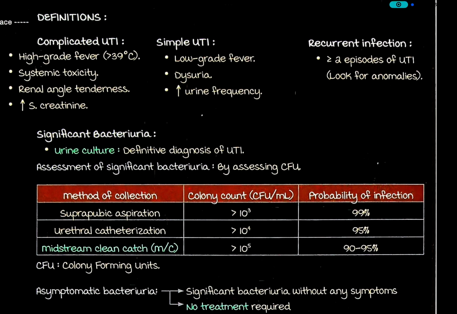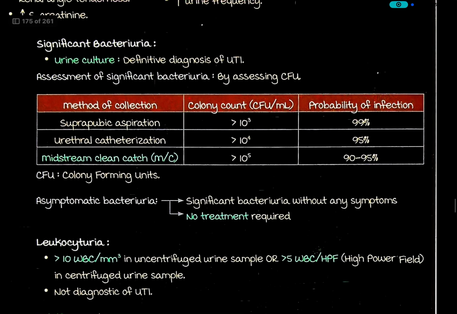Definitions: complicated UTI, simple UTI and recurrent infections. Complicated UTI: high grade fever more than 39 degrees Celsius, systemic toxicity, renal angle tenderness, and increased serum creatinine. When do you say it is complicated? When there is high grade fever, systemic toxicity, renal angle tenderness, increased serum creatinine. Simple UTI: low grade fever, dysuria, increased urine frequency. Recurrent infections: more than 2 episodes of UTI, look for anomalies.